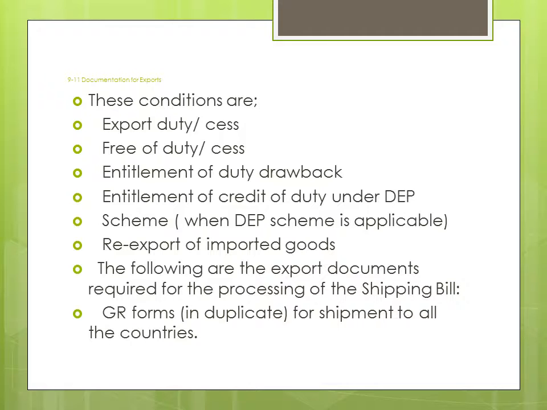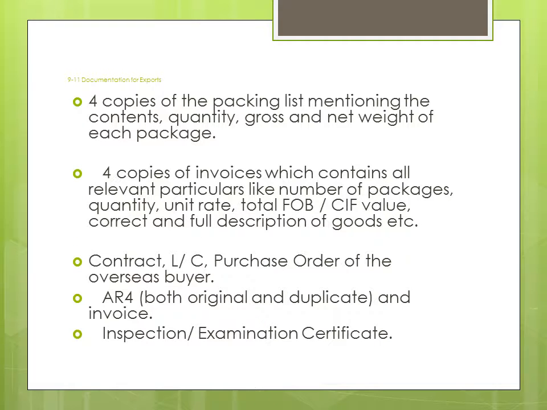The following are the export documents which are required for the processing of the shipping bill. GR forms in duplicate for shipment to all the countries. 4 copies of the packing list mentioning the contents, quantity, gross and net weight of each package. 4 copies of invoices which contain all the relevant particulars like number of packages, quantity, unit rate, total FOB or CIF value, correct and full description of the goods, etc.